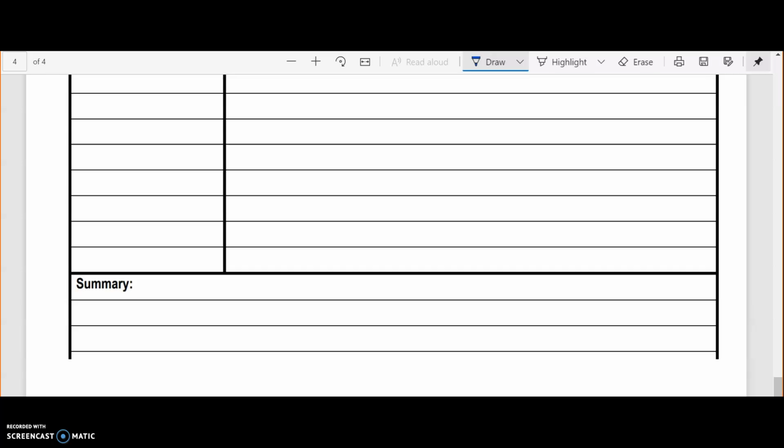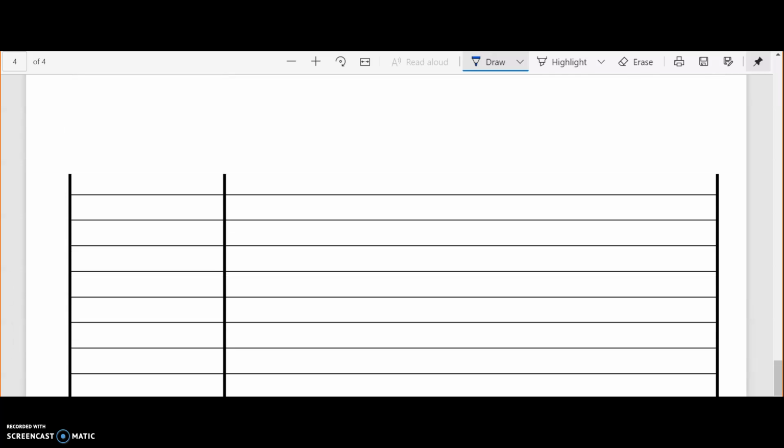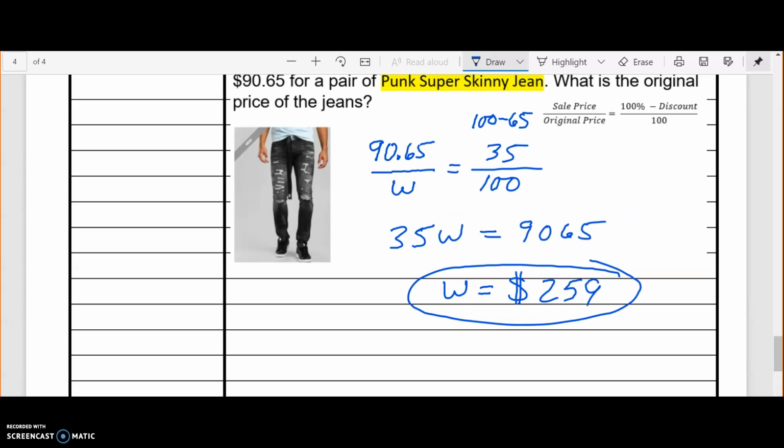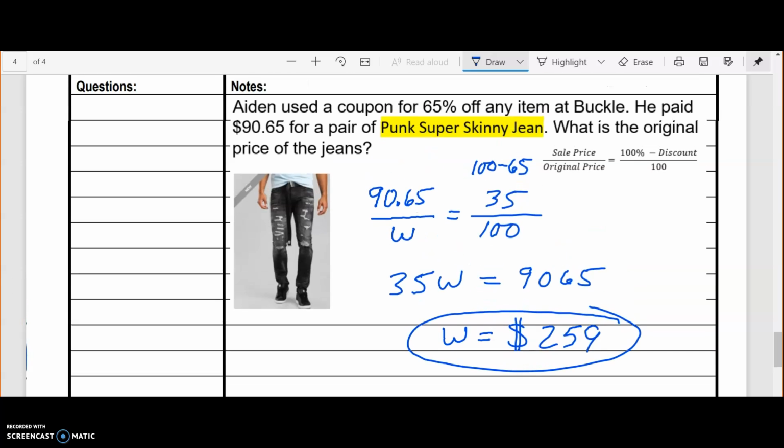All right. That is it for today. So make sure you can figure out this formula right here. Sale price over original price equals 100% minus the discount over 100. I would use that one.